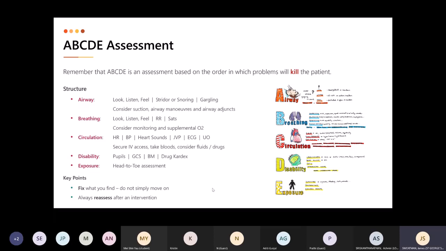So if you find something that's not right, intervene, whether that's with high flow oxygen or airway adjuncts or whatever it is. And then you can continue, and you should always come back and reassess whether that intervention has worked. So in this case, we're going to put a Goodell in the patient, and once we're happy that that snoring is gone, we're going to continue with our B, C, D, and E, and then we're going to come back to the top and look at the airway again and see if that's still working, or if she's chewed it out, or if she needs an ET tube or whatever. All right, so always fix what you find and then reassess if you've done something.